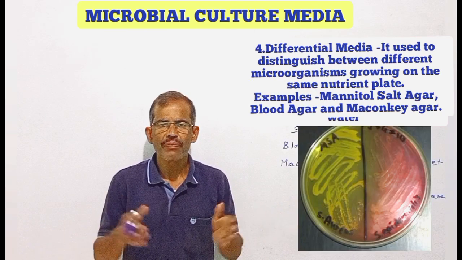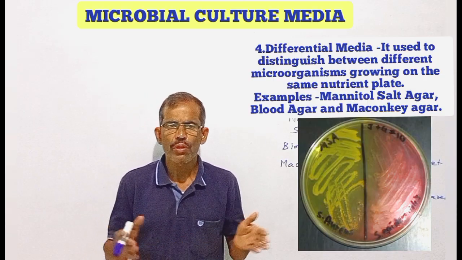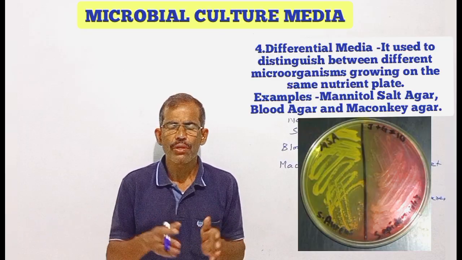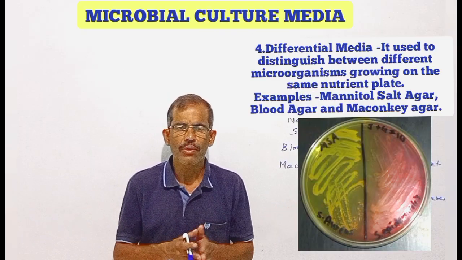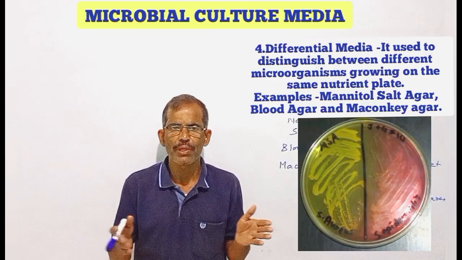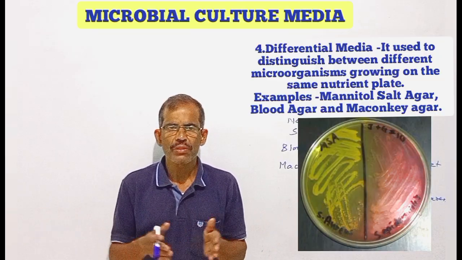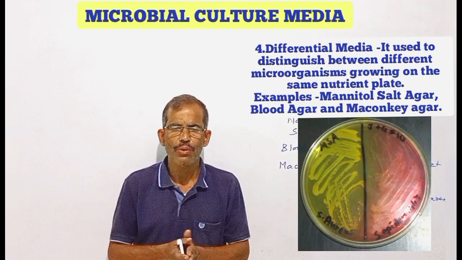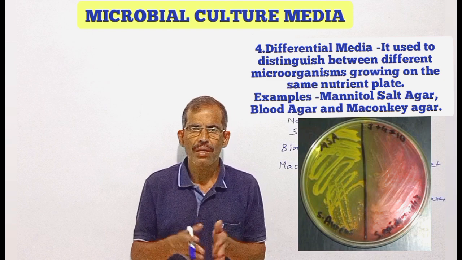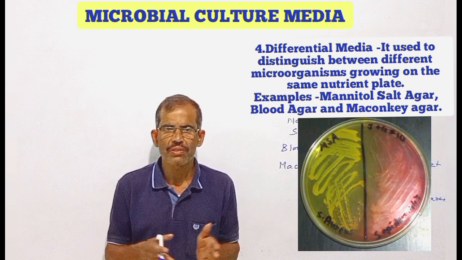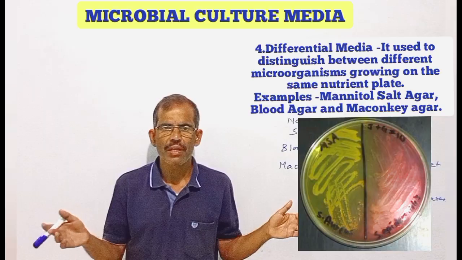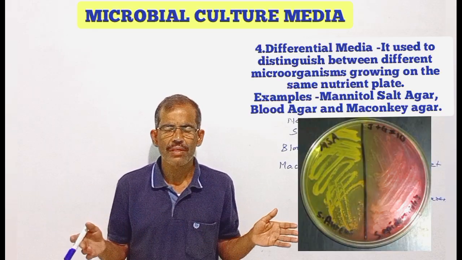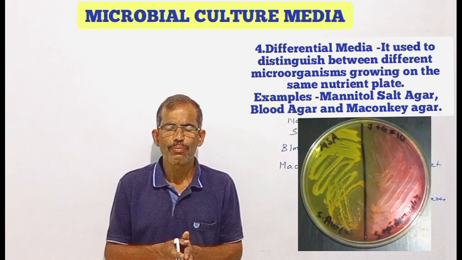Fourth one is differential media, which is also known as indicator media. Such type of media are commonly used to distinguish between different microorganisms growing on the same nutrient plate. This distinction is based on the biochemical and metabolic characteristics of the microorganisms, such as their ability to ferment certain sugars. Differential media contain specific chemicals known as indicators, such as phenol red, neutral red, or methylene blue.